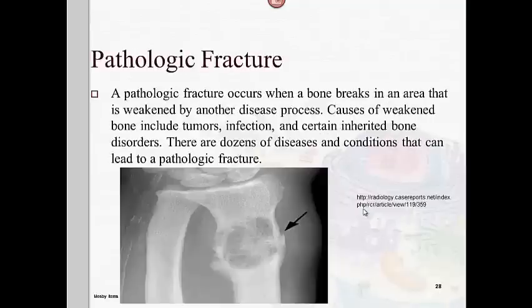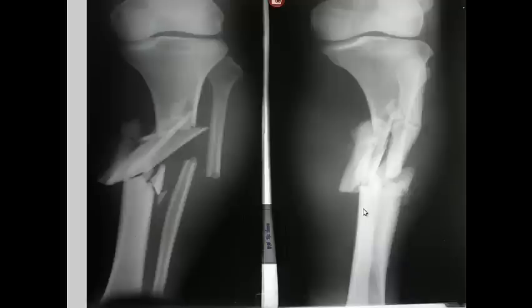A pathological fracture occurs when a bone breaks in an area that is weakened by another disease process. Patients that have cancer, patients that have osteomyelitis, any type of bone infection, chemotherapy, radiation therapy, osteomalacia, osteoporosis. This is no more than a radiographic representation of a comminuted fracture.